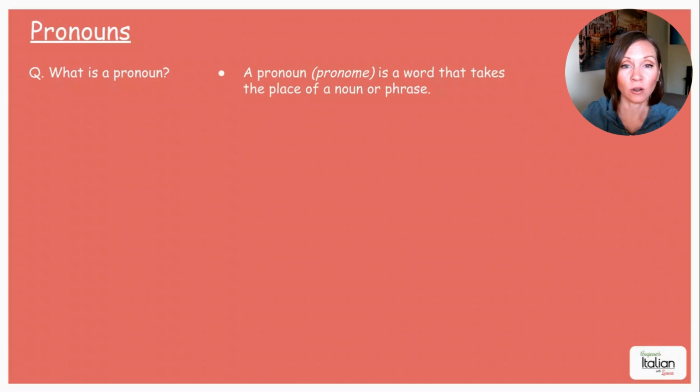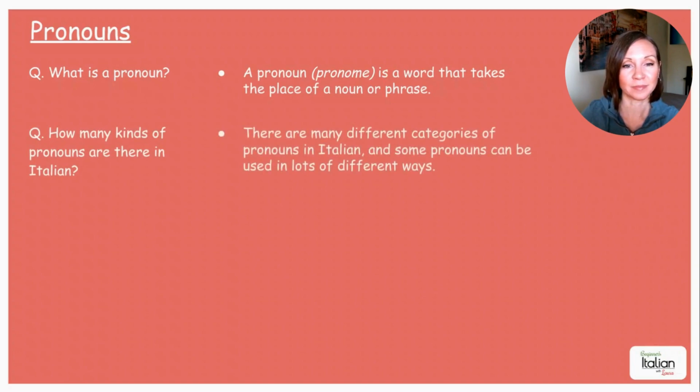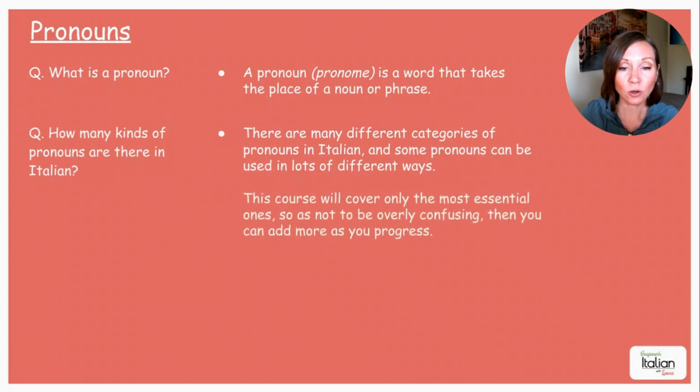Okay, pronouns. What is a pronoun? A pronoun, or un pronome, is a word that takes the place of a noun or phrase. How many kinds of pronouns are there in Italian? There are many different categories of pronouns in Italian, and some pronouns can be used in a lot of different ways. This course will cover only the most essential ones, so as not to be overly confusing. Then you can add more as you progress.